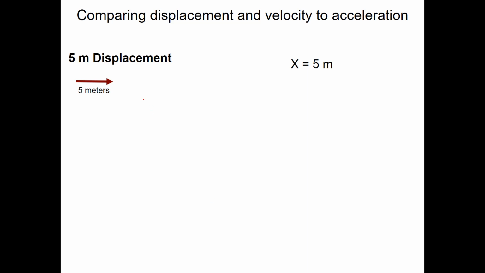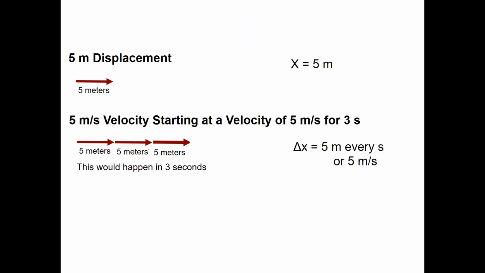So here's a visual of displacement. This would be a displacement of 5 meters in that direction. That's what it would look like, and that's it. It's done. 5 meters in that direction. Whereas velocity, you need a time as well. And here I just gave you a time of 3 seconds. So if you were traveling 5 meters per second, that means you're traveling 5 meters every second. So after 3 seconds, you would travel a total of 15 meters. And this would be a constant velocity here.